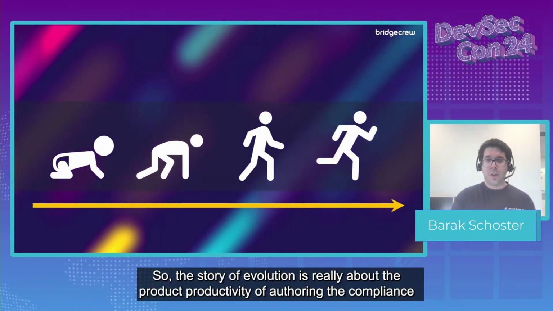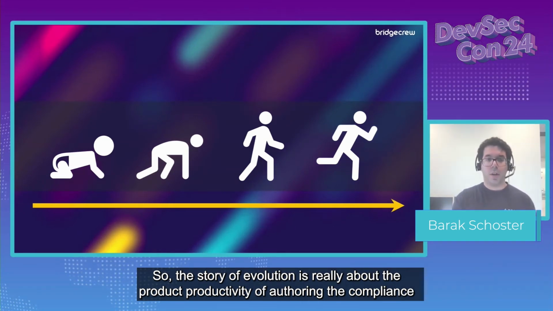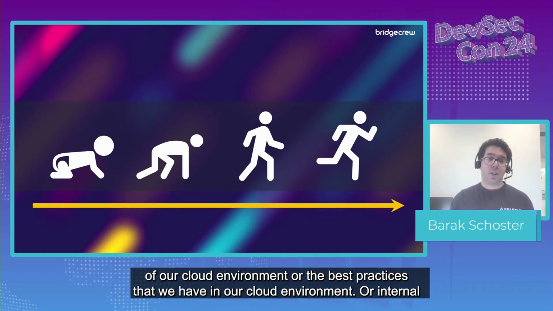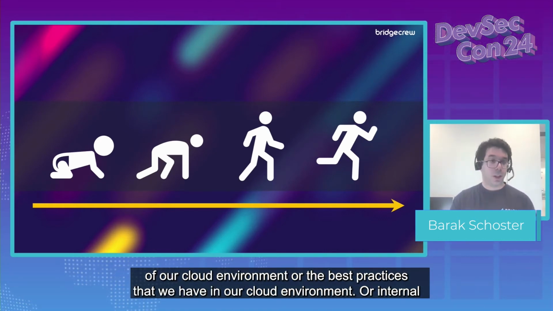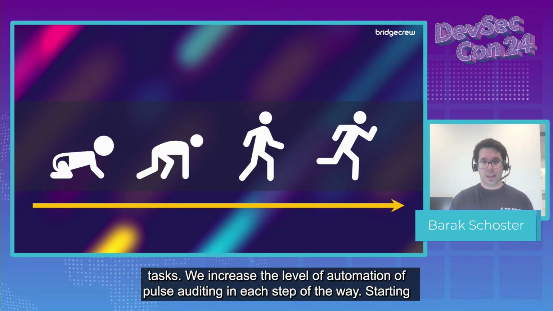So the story of evolution is really about the productivity of authoring the compliance of our cloud environment, or the best practices that we have in our cloud environment, or internal policies that we have on our cloud environment. But it's all about productivity of those manual tasks.